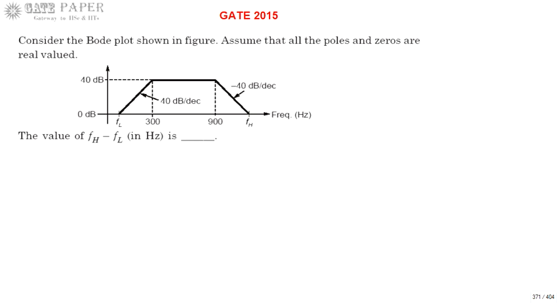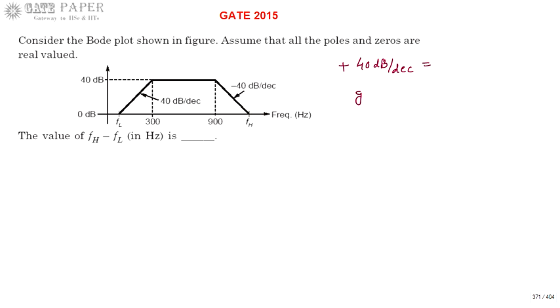It's going to be a very simple problem, and if you understood what is meant by minus 40 decibels per decade or plus 40 decibels per decade, then you can easily solve this one. The meaning of plus 40 decibels per decade is, for a decade increase in frequency, that is, if the frequency increases by 10 times, then gain increases by 40 decibels.